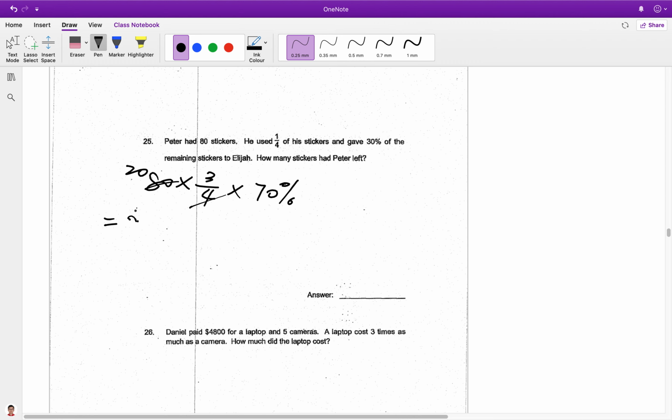So 3/4 of 80 is 60, times 70%. Percent means per 100, so 70% is 70 per 100, which is 7/10, right? 60 divided by 10 times 7 is 42. So the answer here is 42.